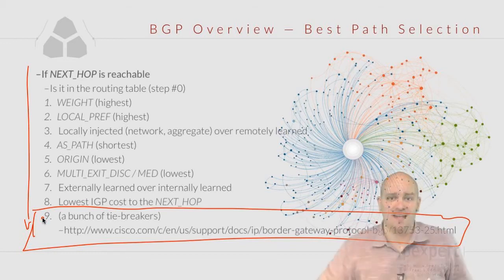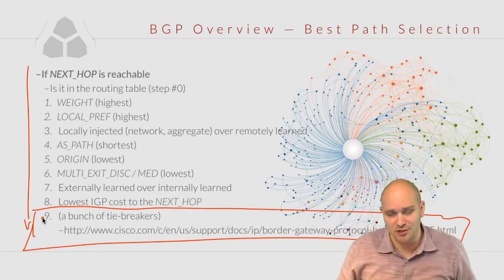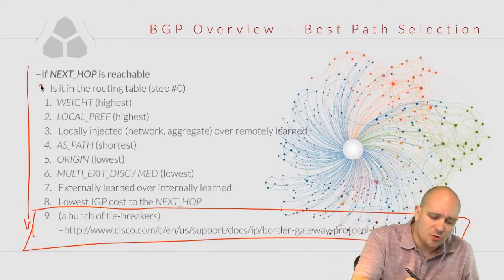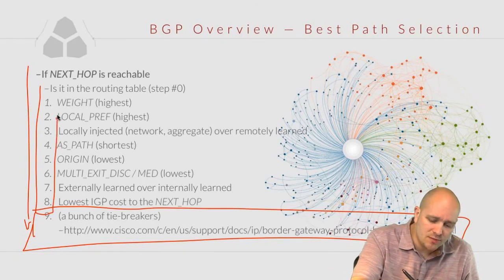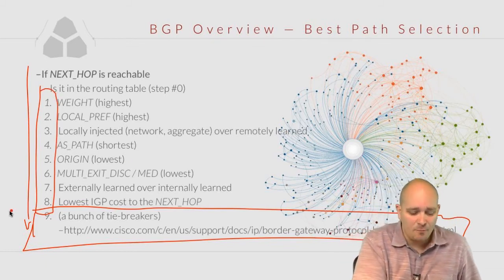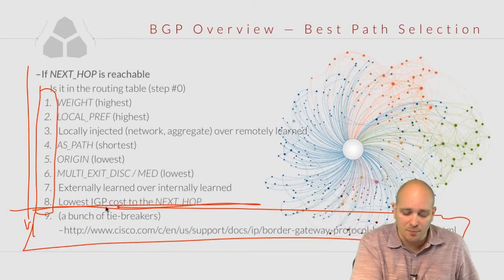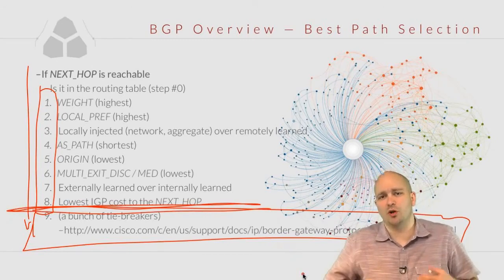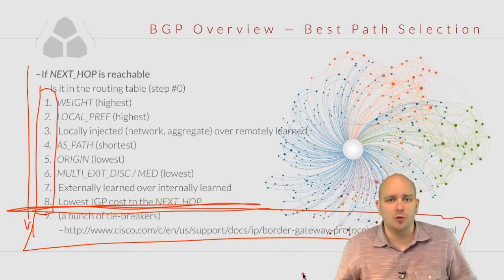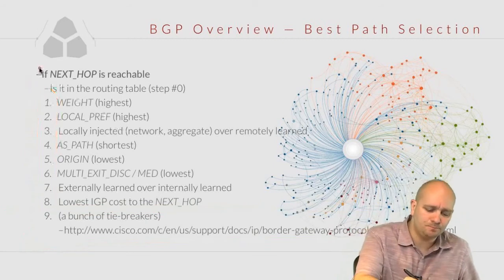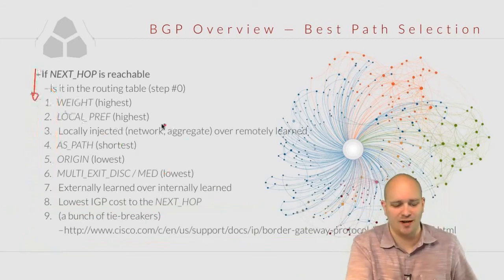Now, why did I say that there is going to be a bunch of tiebreakers at the end? I'm going to talk about this in great detail, but really, this is the most important part of the BGP best path selection process. If by this stage BGP has not found out the best route, it is going to go through the laundry list of items to determine which route is the best. So let's go through this best path selection process as it is right now.